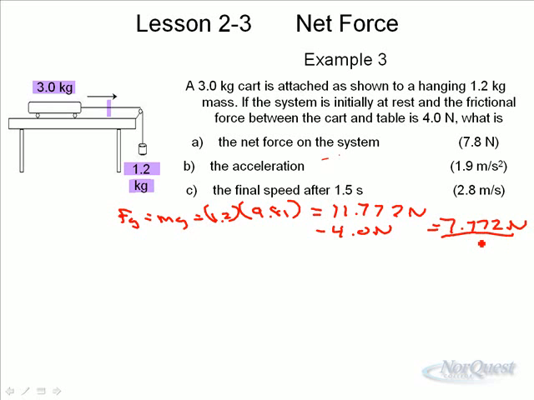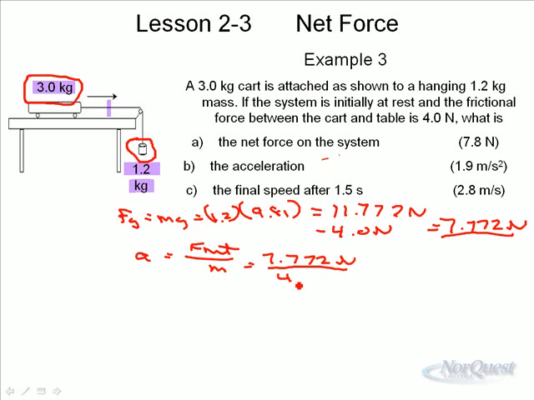Now, one thing with this type of problem that you also have to consider is that the force is not only acting on the 1.2 kilogram mass, but it's also acting on the 3. So the acceleration is equal to the F net divided by mass, but it's going to be 7.772 divided by the total mass of the system, which is 4.2 kilograms. And that's where we get our result.